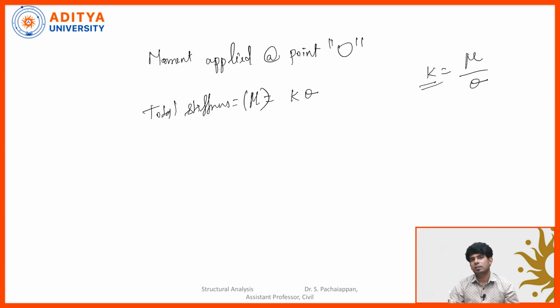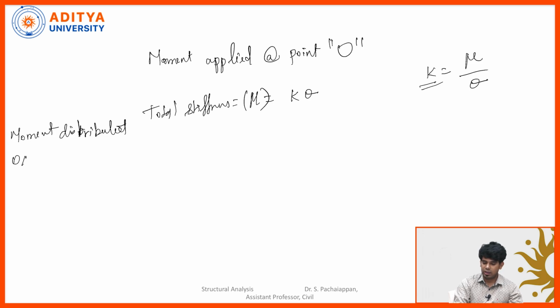Now I am going to calculate the stiffness of all the members and then I am going to calculate the moment distribution factor. First of all, moment distributed. Okay. So for the member OA, we are going to have the value mu1. So mu1 is nothing but K1 theta1. So member OB, we are going to have a mu2. So the corresponding moment is K2 theta2.